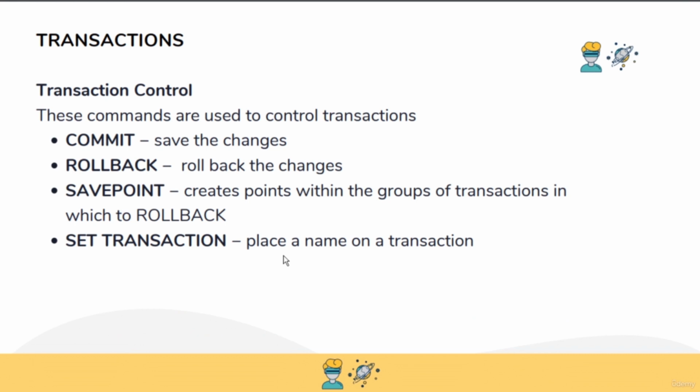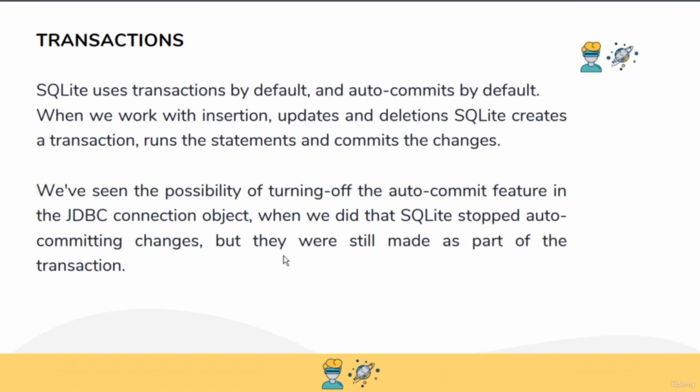These are the transaction control commands. Commit is to save the changes. Rollback is to roll back the changes. Savepoint creates points within the groups of transactions in which to roll back. Set transaction is going to place a name on the transaction.